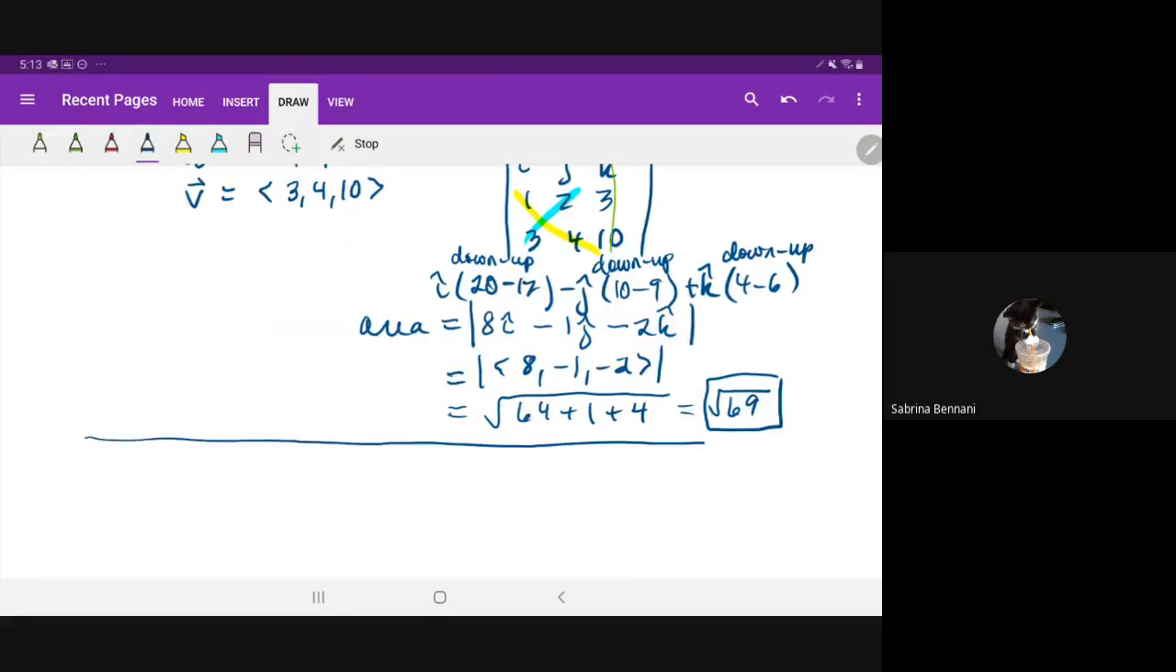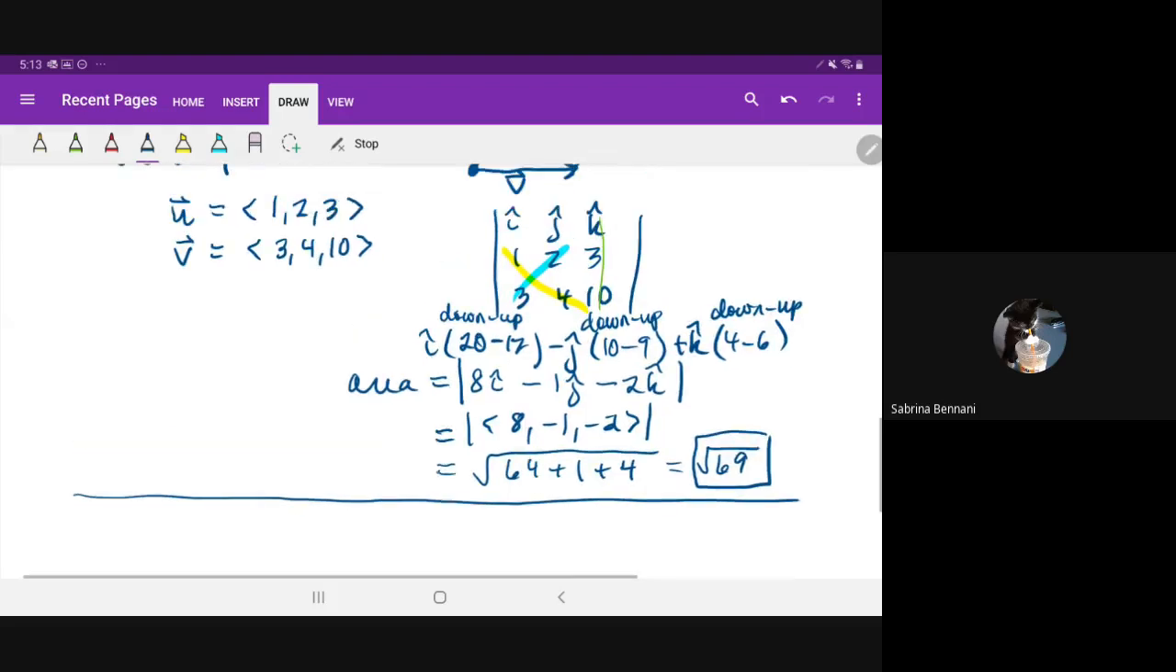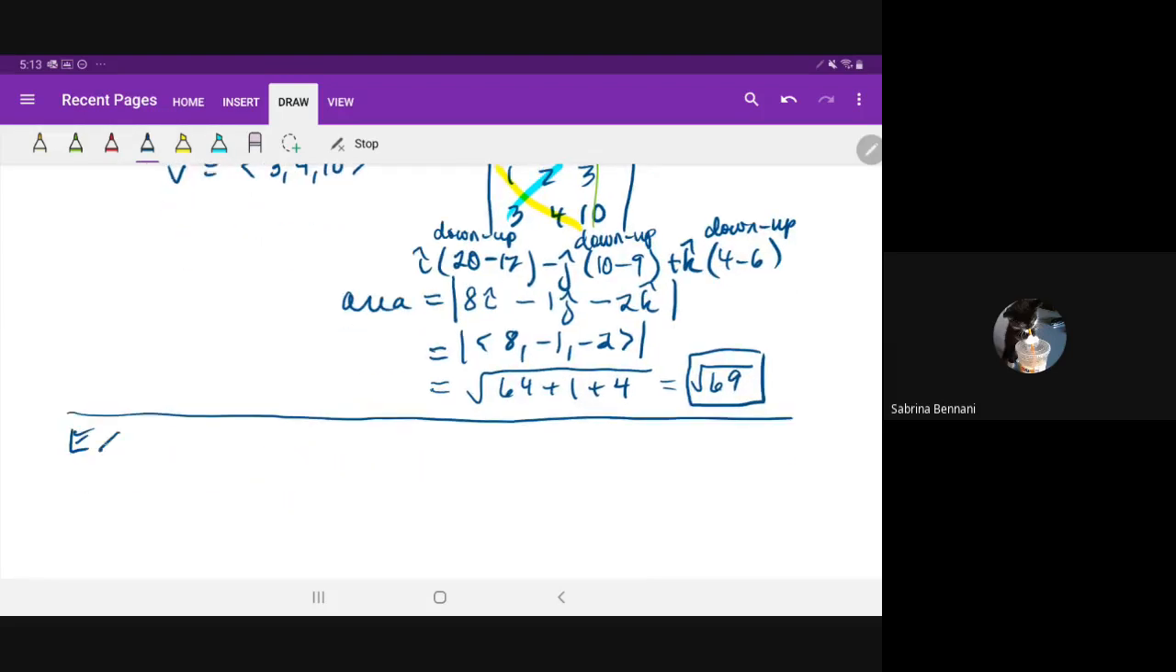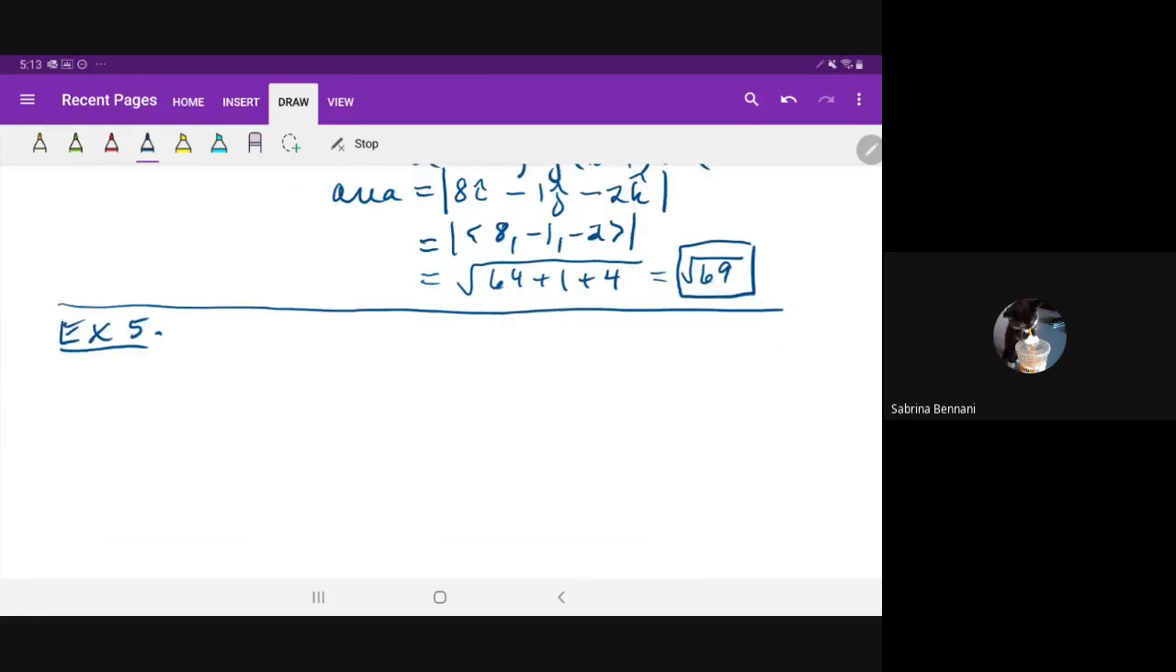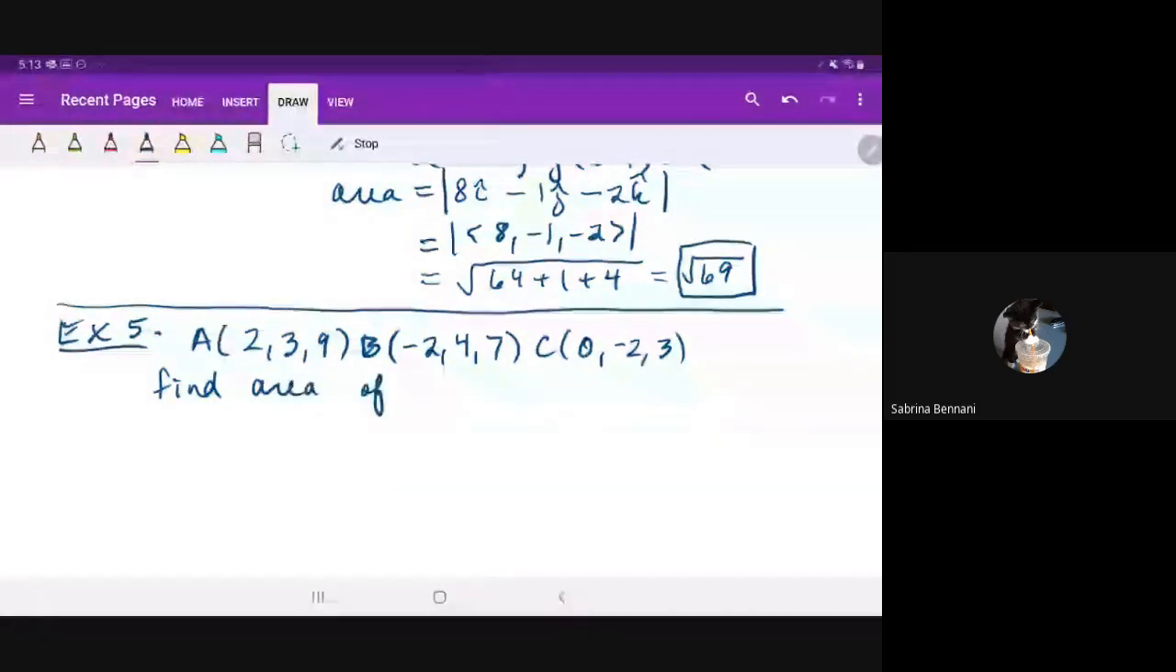Okay. So what is this problem above? Well, let me give you a different problem. Example 5. For those of you who just came in, just start on example 5. Example 5 gives you some points. A is (2, 3, 9). Point B is (-2, 4, 7). And C is (0, -2, 3). And it says find the area of the triangle.